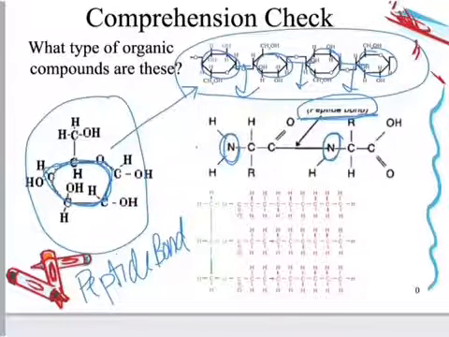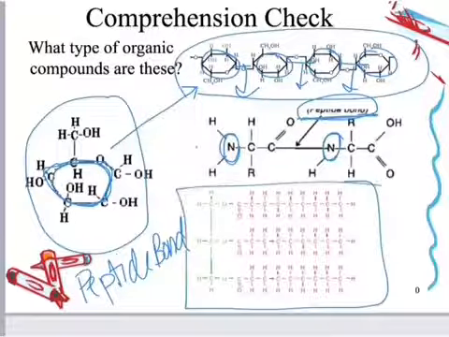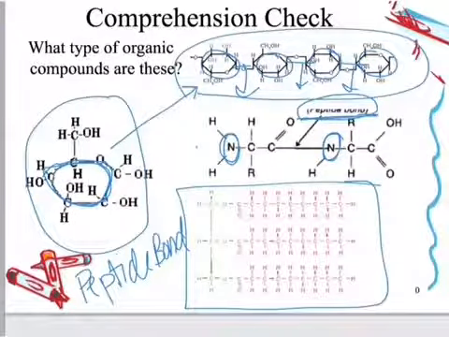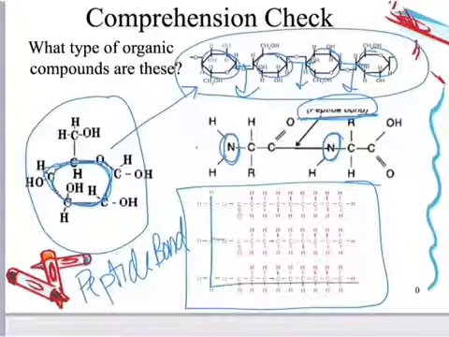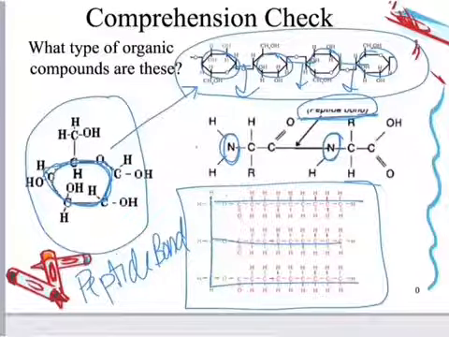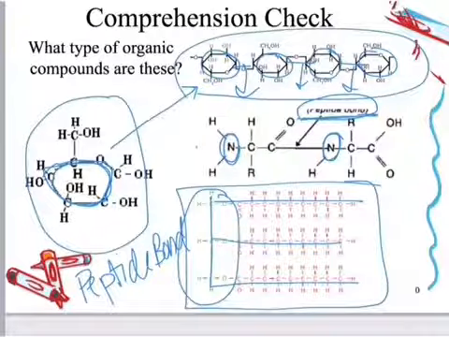Last but not least, down here at the bottom, this should be very easily recognized because you guys built this in the lab as well. When I look at this molecule, I basically see the letter E. I see a glycerol backbone with 3 fatty acid tails, so this is a triglyceride, which would fall into the lipid organic compound category.